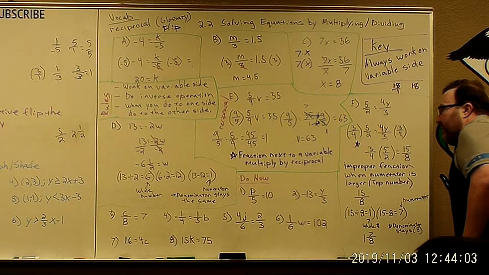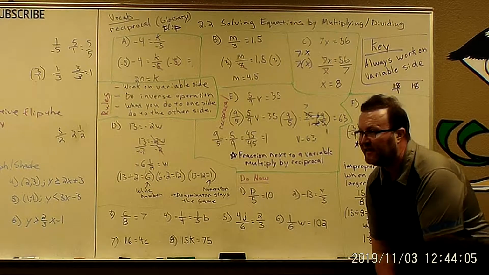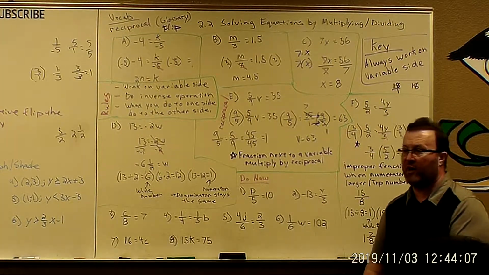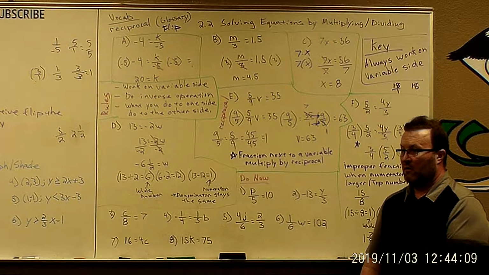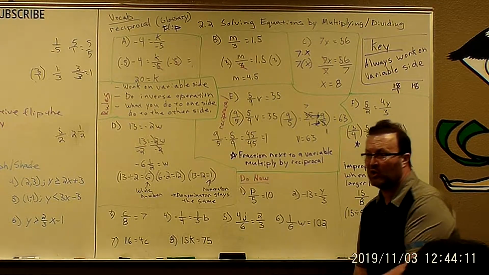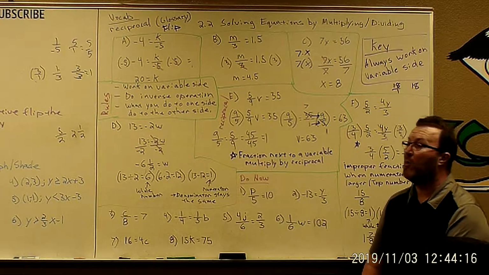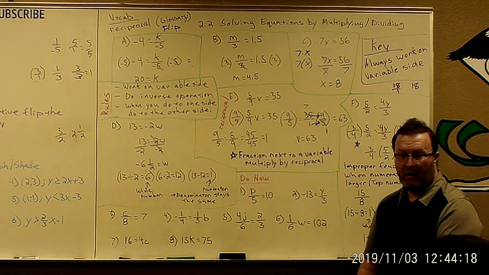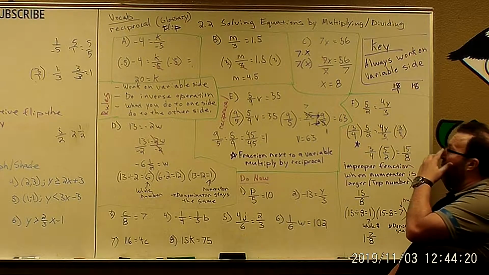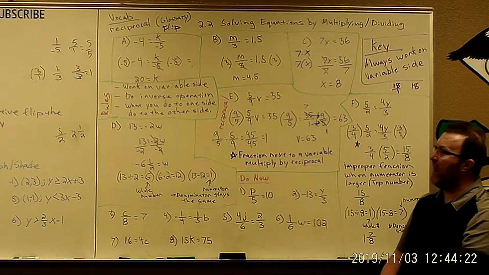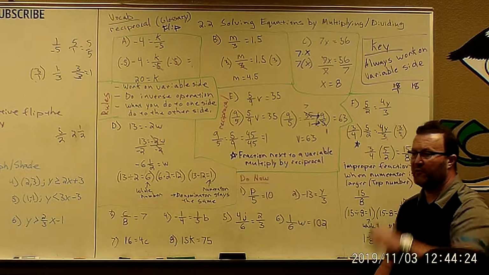All right, let me see if we've got this, or is there anyone I need to go over again? Okay, if you have a fraction next to a variable, how do you solve for it? Flip it. And what do we call that? Reciprocal. Very good, very good. What happens when we have a fraction that there's a variable in it?